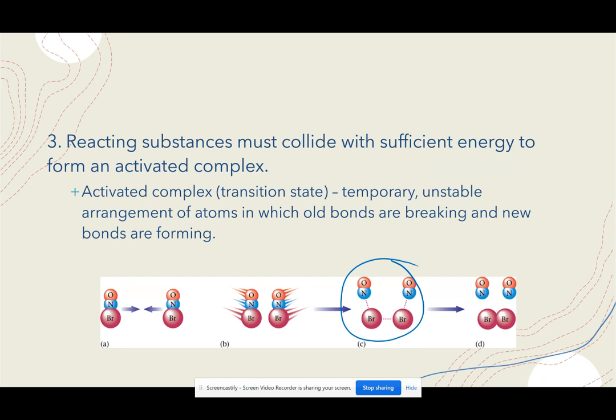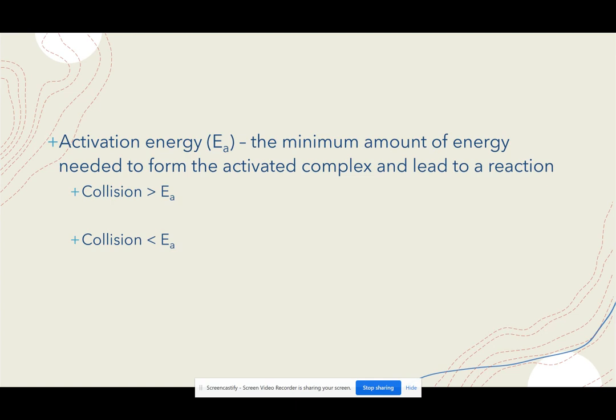That amount of energy that collisions need to form the activated complex has a name. It is called the activation energy. So activation energy is the minimum amount of energy needed to form the activated complex and lead to a reaction. If your collision has more than the activation energy, you're going to have a reaction. If it has less than the activation energy, there's not going to be a reaction. And it's an all or nothing situation. The reaction happens or it doesn't.